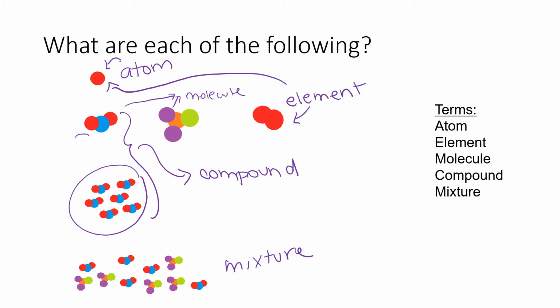So we've got a lot of crossover in these terms. Mixture is kind of the most clear one, along with atom, and that kind of goes from there. Generally, we use the word molecule if we're talking about things that are covalently bonded, and we use compound if we're talking about things that are ionically bonded, but it gets a little messy.